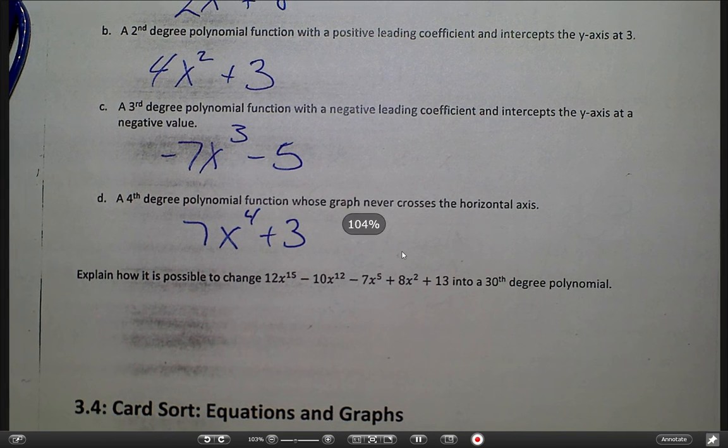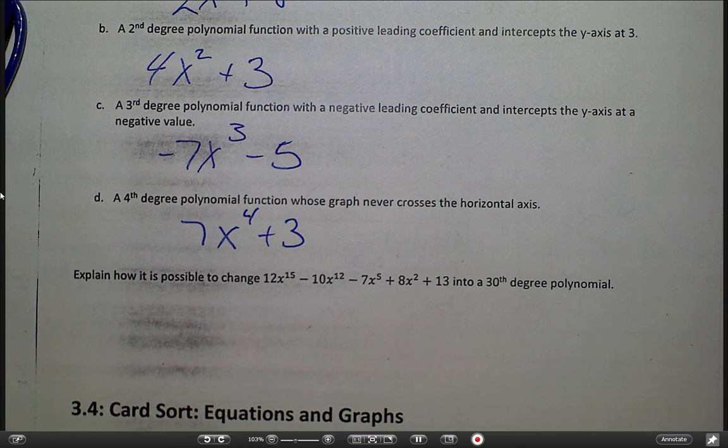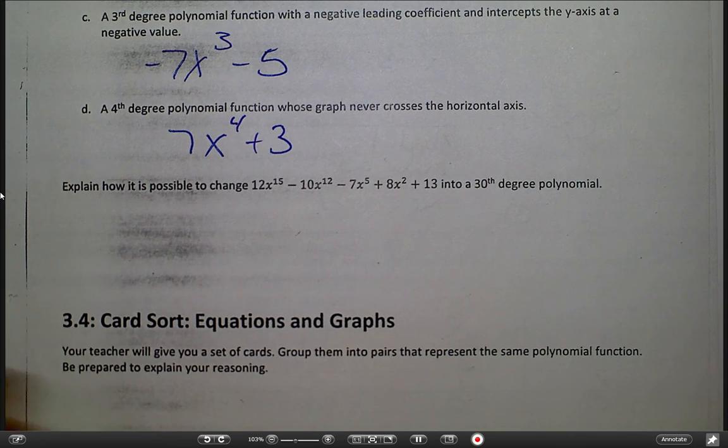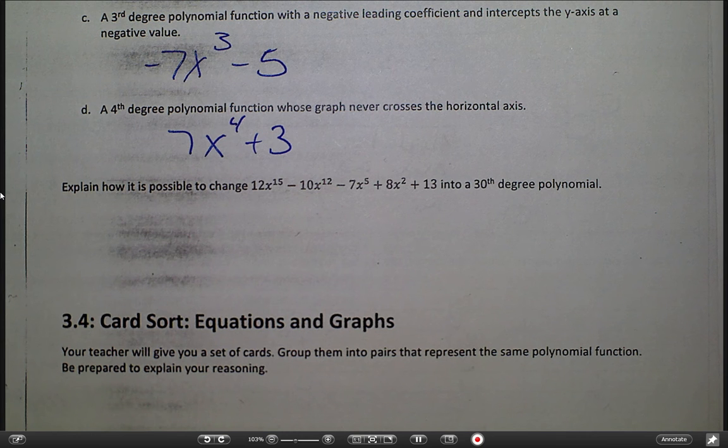Now, this next one right here I think is pretty interesting. Explain how it's possible to change this into a 30th degree polynomial. What's the highest degree? What is the degree of this polynomial right now? It's 15, right? And to make it into the 30th, not change it, I've got to do something to it to make it 30. Multiply by 2, but the problem is if I just multiply, that would only change the number out front.